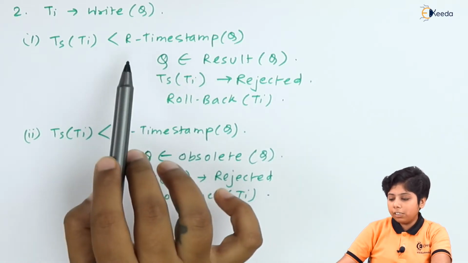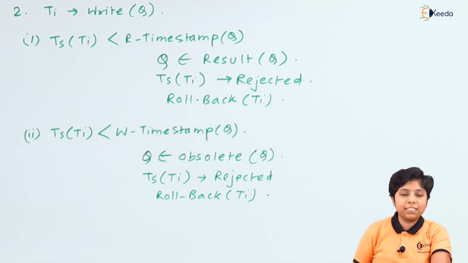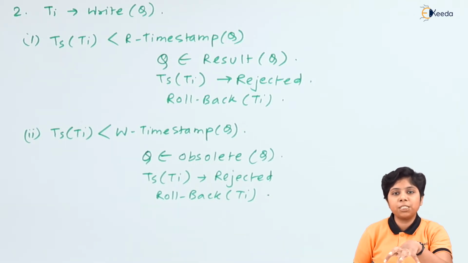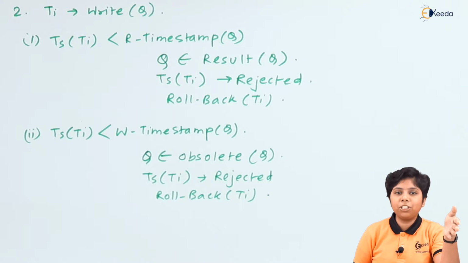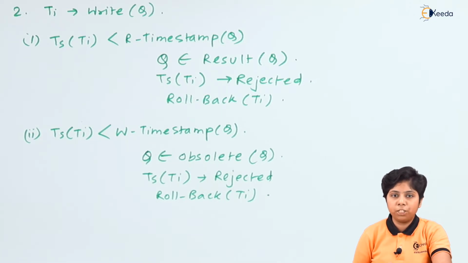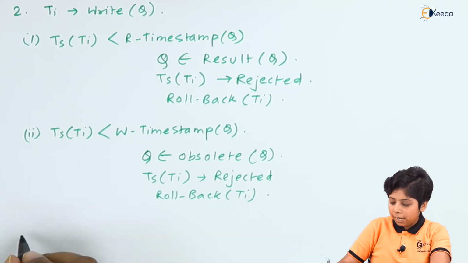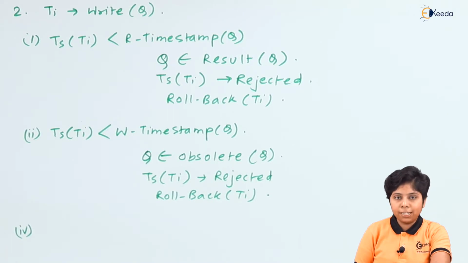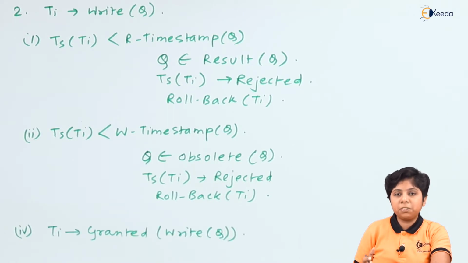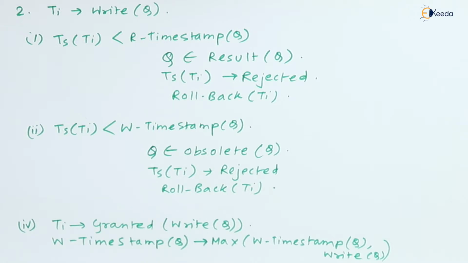Now if it is not less than R-timestamp(Q) and not less than W-timestamp(Q), then in other cases it can perform the write operation, where the read operation has already been performed, or a write operation has been performed followed by a read operation. So it can perform a proper write operation on transaction TI. The write operation is granted, and we set the W-timestamp(Q) to the maximum of TS(TI) and W-timestamp(Q). So this is my timestamp protocol.